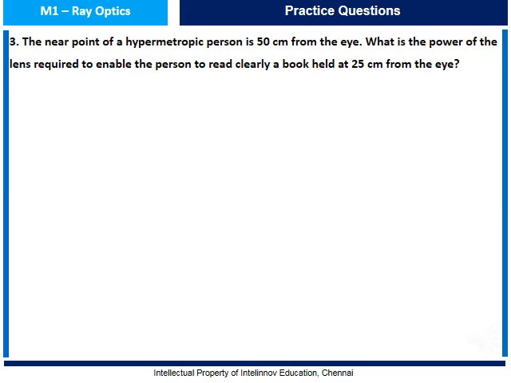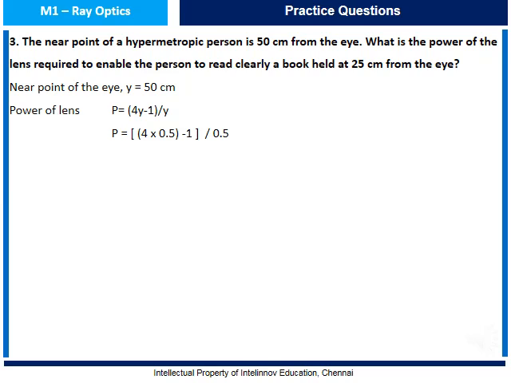Now near point of the eye is given by y equal to 50 centimeter, and power of lens can be derived from the formula 4 into near point minus 1 by near point. This gives us power equal to plus 2 diopter.